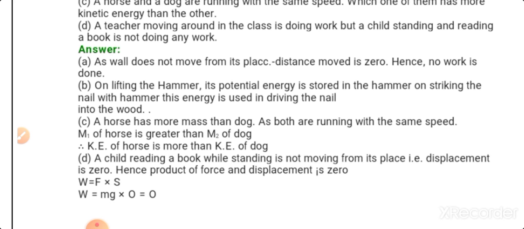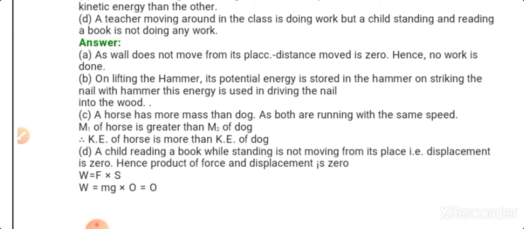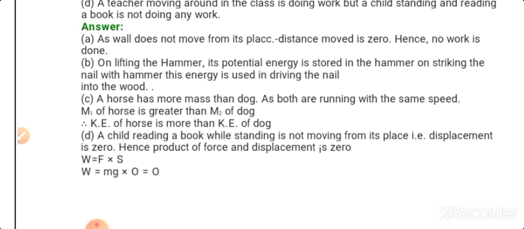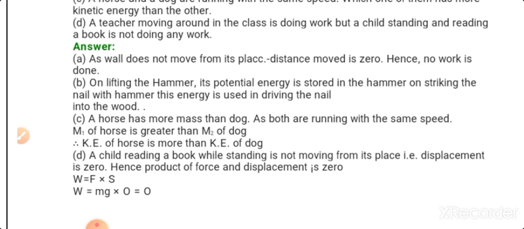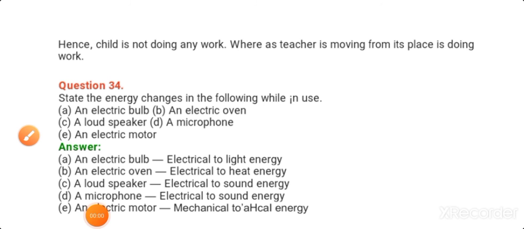A teacher moving around in the class is doing work, but a child standing and reading a book is not doing any work. See, when a child is reading the book, he or she is not moving from the place. That is, there is no displacement. Displacement is going to be zero, isn't it? So in the case of a child, work done will be equal to zero. But a teacher who is walking around the class is constantly changing position, or is having a displacement, so the teacher is going to have work done. Understood?